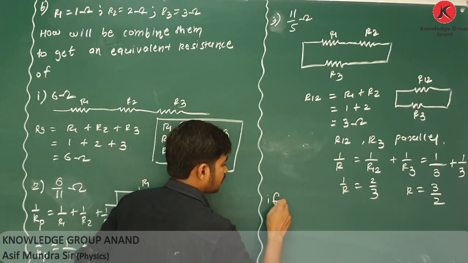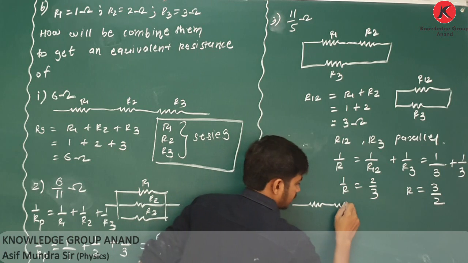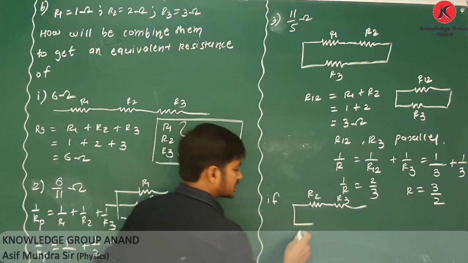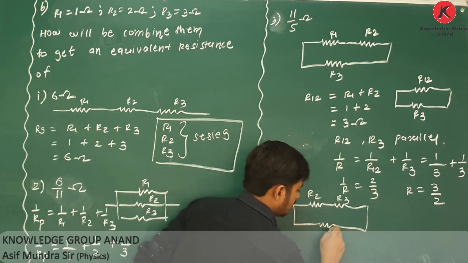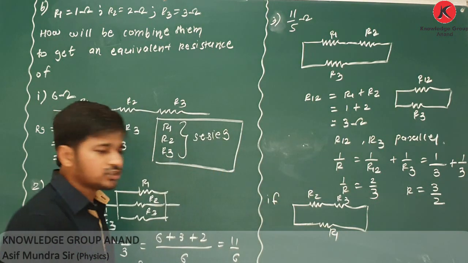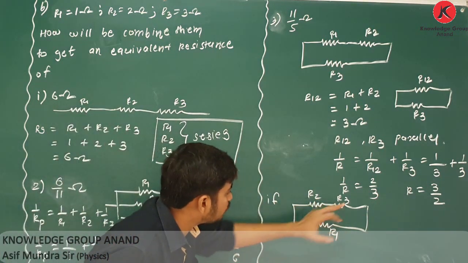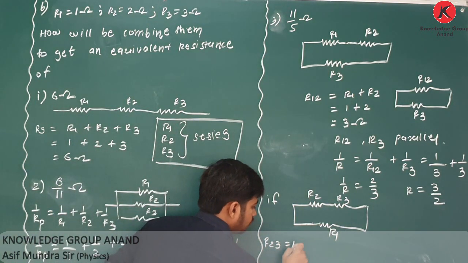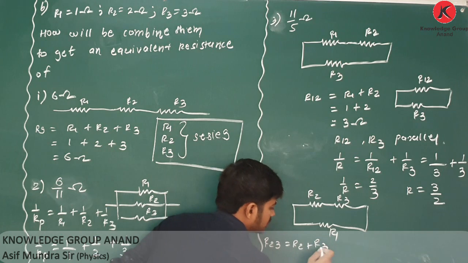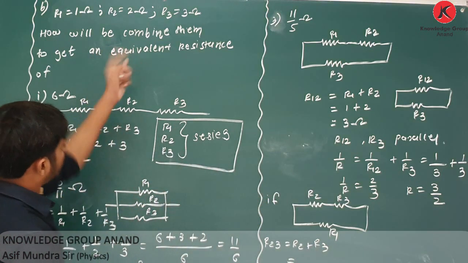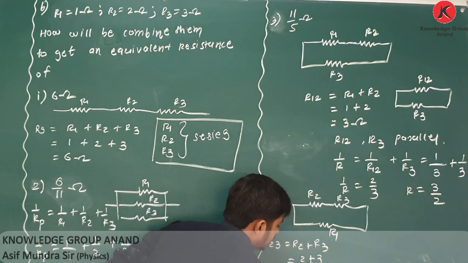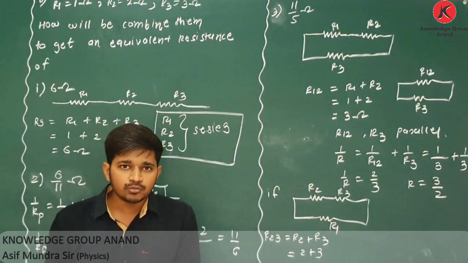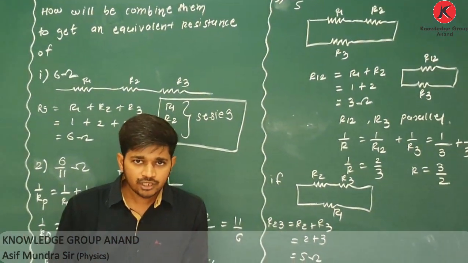Okay, if R2 and R3 are in series connection, and in parallel with R1, then first of all you have to find the series connection of R2 and R3. R23 is equal to R2 plus R3. R2 is 2 and R3 is 3, so 2 plus 3 is equal to 5. Clear about this?